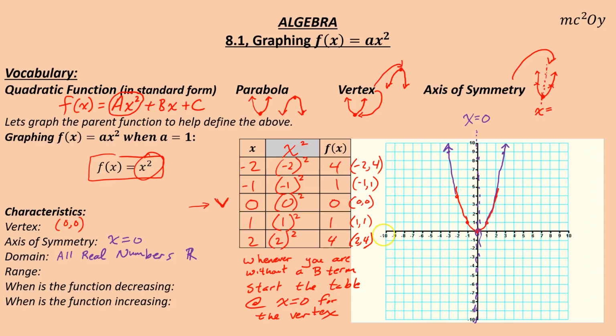And the range, well, the range starts here at 0 on the y-axis, and it goes up. My lowest point is 0, and my graph is moving upwards. So my range is y is always bigger than or equal to 0. When is my function decreasing? Well, that's a little more difficult.